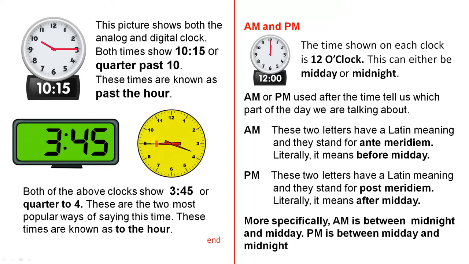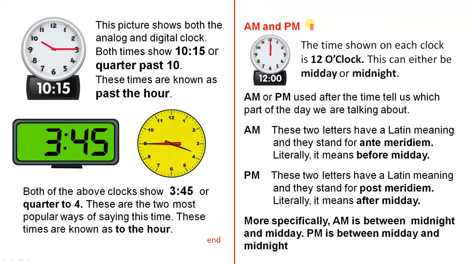Now we're talking about these two clocks here. Both of the above clocks show 3:45. These are the two most popular ways of saying this time. These times are known as to the hour.